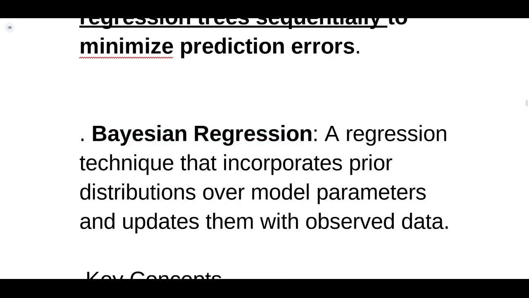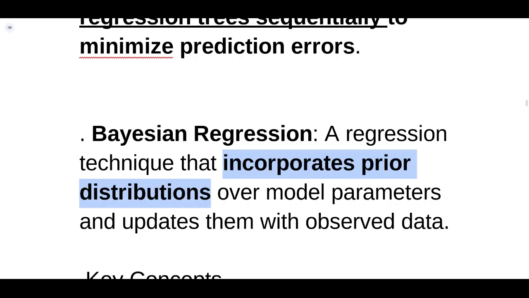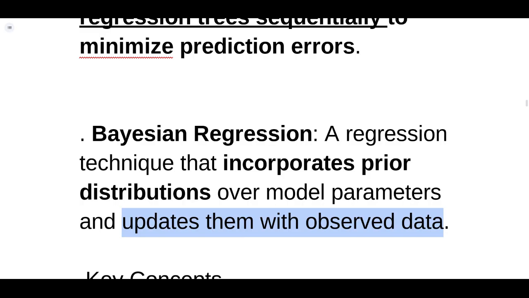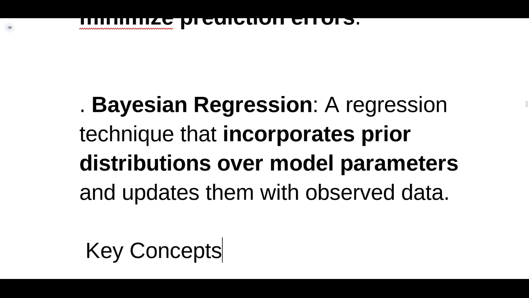Bayesian regression is a regression technique that incorporates prior distributions over model parameters and updates them with observed data.